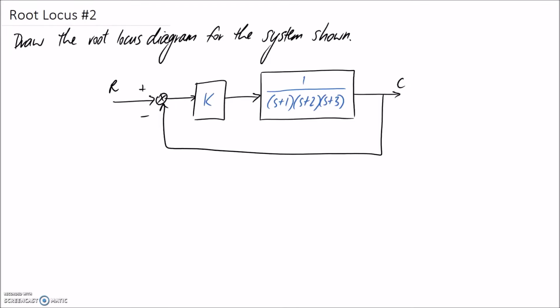So we're asked to draw the root locus diagram for the system shown, and I'm going to follow through the steps that I did in the recap video for drawing root locus diagrams. So the first step is to figure out what our open loop transfer function is, so that we can identify the open loop poles and zeros.